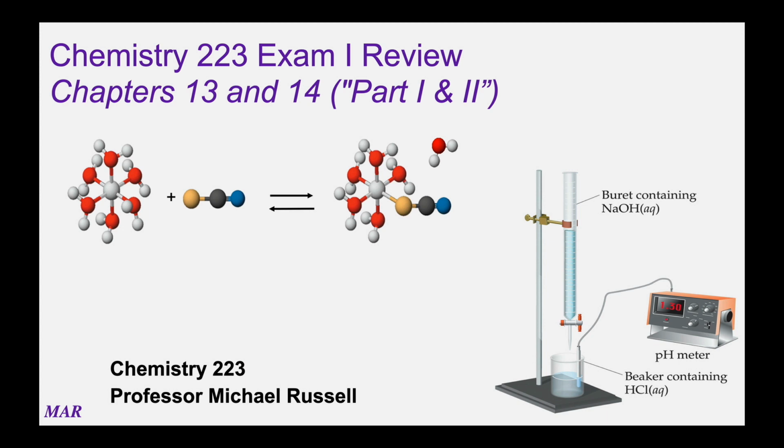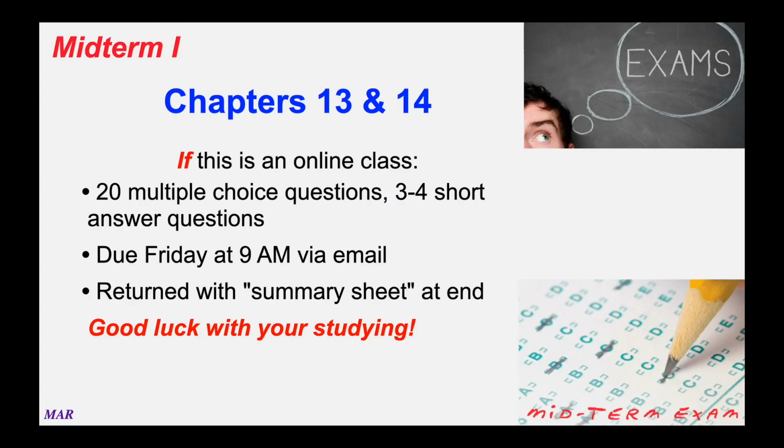Let's talk about the exam a little bit. If you are taking Chemistry 223 as an online course, then the online exam will have 20 multiple choice questions. You'll have roughly 3 to 4 short answer questions. That number might vary depending on what I decide to include, but something like that. And you'll get access to the exam roughly a week before the deadline. And the Friday deadline at 9 a.m. is a hard deadline. You must turn it in by email by that time.